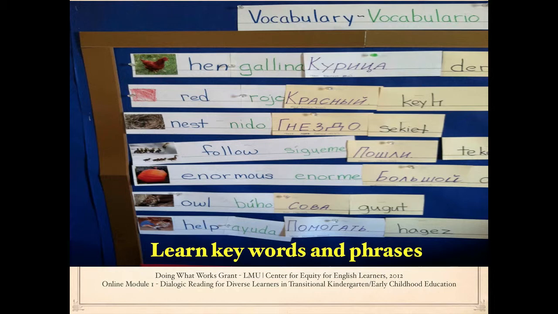Teachers can also learn keywords and phrases when they don't speak the languages that the children speak at home. And this can be for Spanish or for any other language. Teachers can talk with families, and through that collaboration, bring in some of those key phrases and key vocabulary into their teaching.